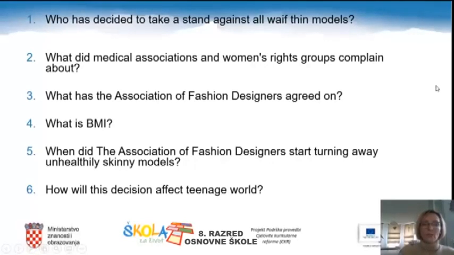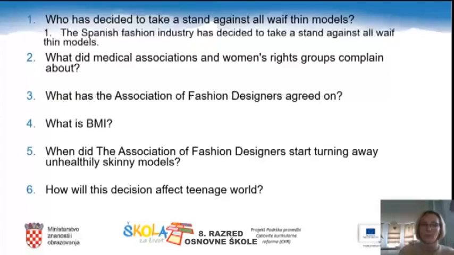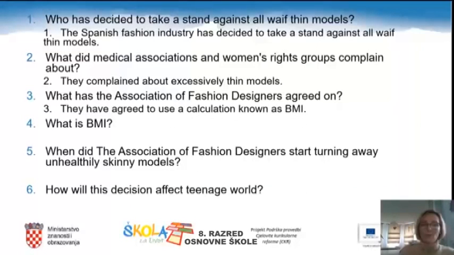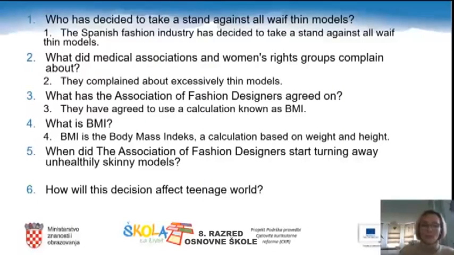So the first question is, who has decided to take a stand against all-wave thin models? The Spanish fashion industry has decided to take a stand against all-wave thin models. What did medical associations and women's rights groups complain about? They complained about excessively thin models. What has the Association of Fashion Designers agreed on? They have agreed to use a calculation known as BMI. What is BMI? BMI is the body mass index, a calculation based on weight and height.